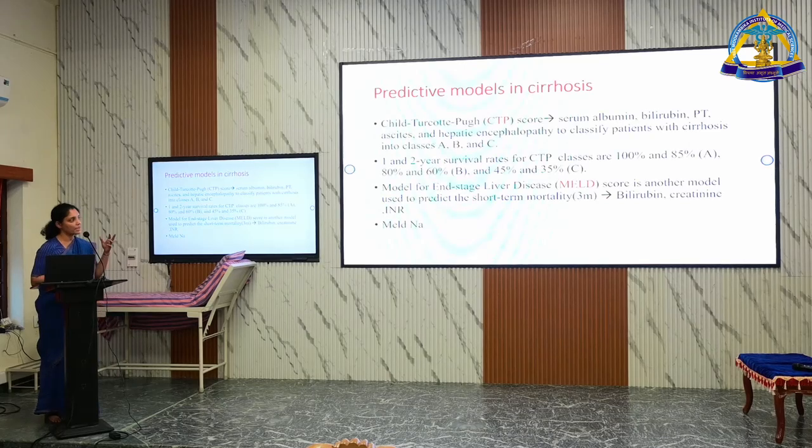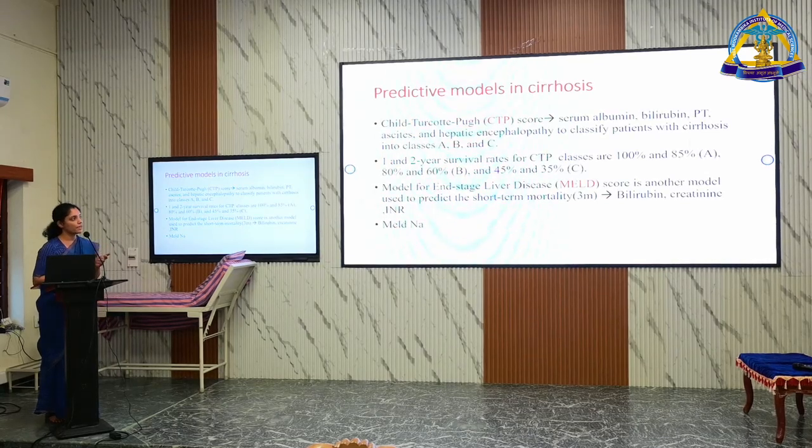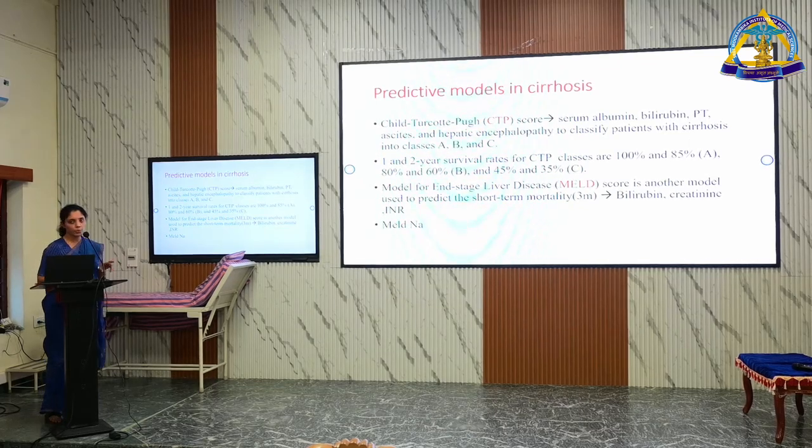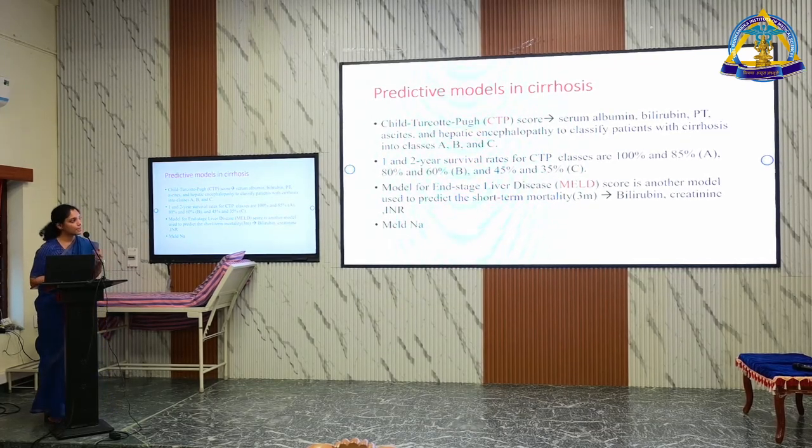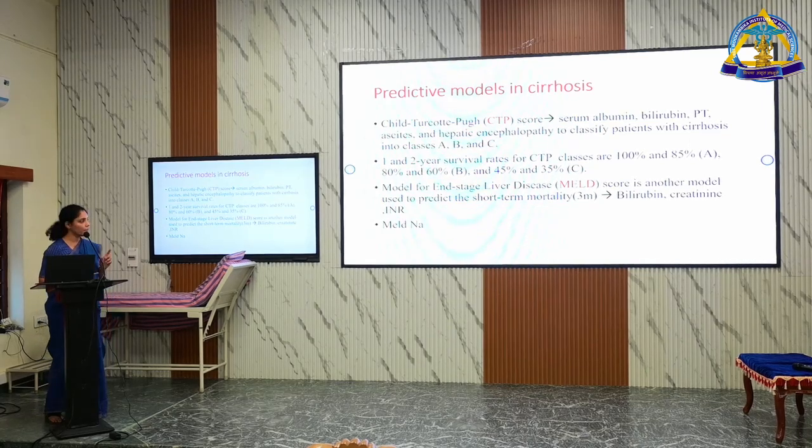For example, if the CTP class A, the first year survival rate will be 100% and 85% in 2 years. Whereas if you see Child B, they have 80% and 60% in 1 and 2 years. So the survival rates in 1 year and 2 years come down drastically as the CTP stage advances. And there is another important score called the MELD score, and recently they have made it MELD-sodium, incorporating sodium values also into this.